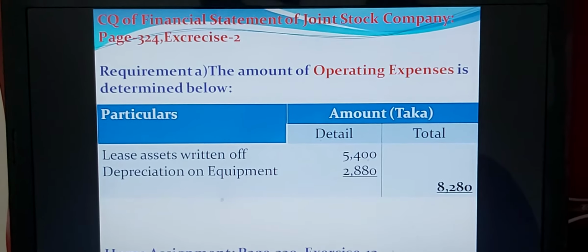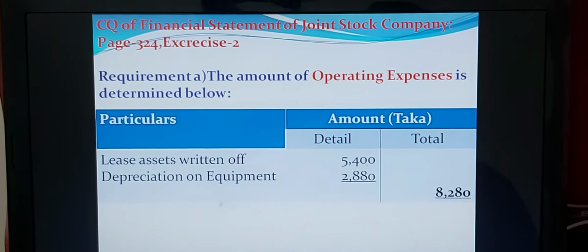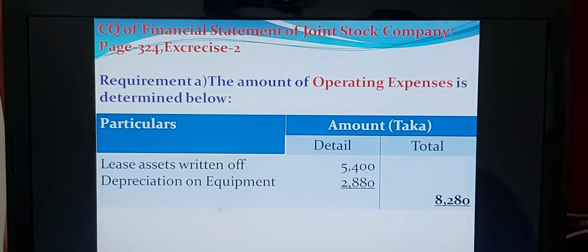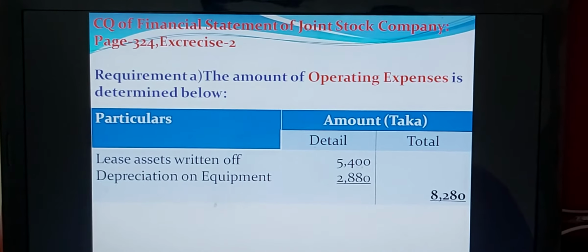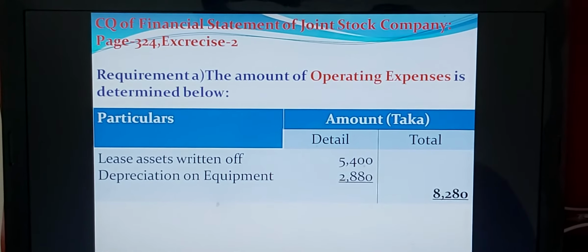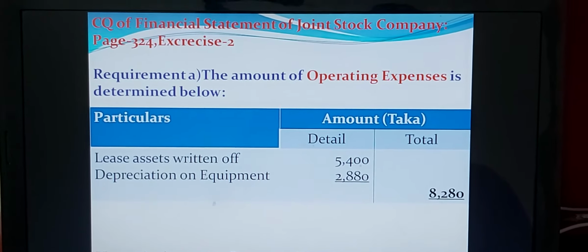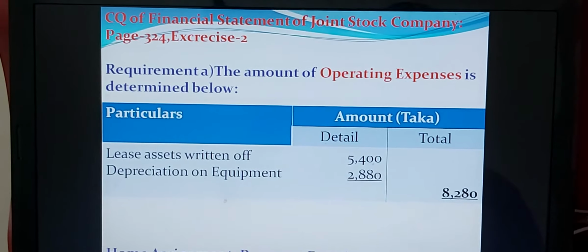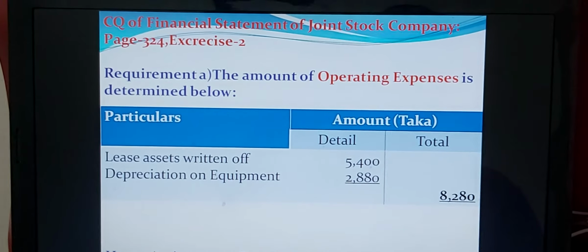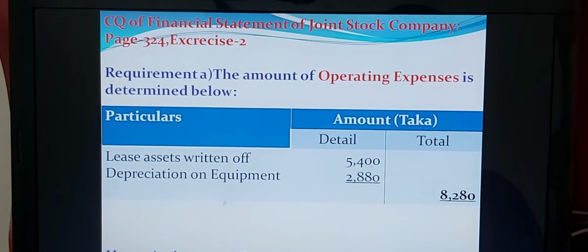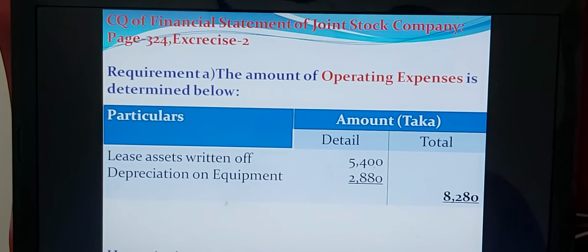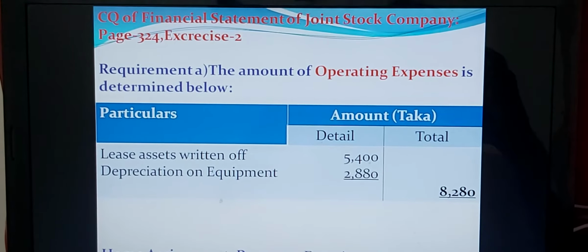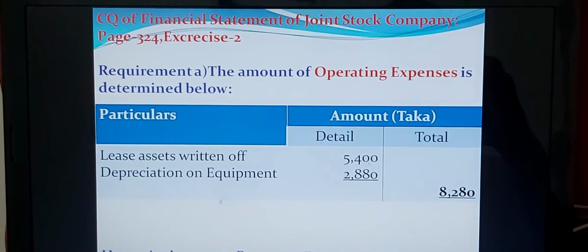Another one, adjustment number 1, depreciation on office equipment at the rate of 10%. Depreciation expense is one kind of operating expenses in all level. So you have to write it under operating expenses. Office equipment amount 28,800. Depreciation charged 10%. So 2,880 for this amount. Total amount of operating expenses in this math 8,280.